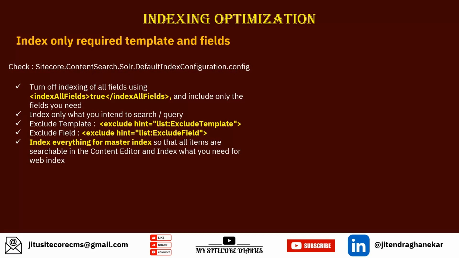You do not want to index all the fields, right? So you turn off indexing of all fields. In that case, you have to configure which fields you want to index. There are two ways to do it. If you keep indexAllFields true, it means it will index everything. In that case, you can add the filter called exclude field. That way you will be excluding what you do not want in your search.